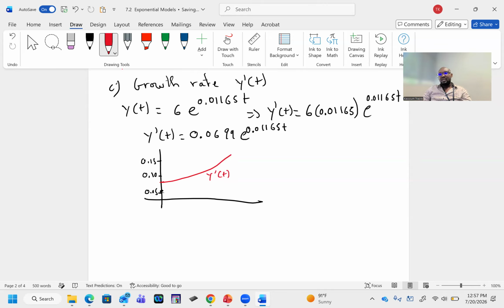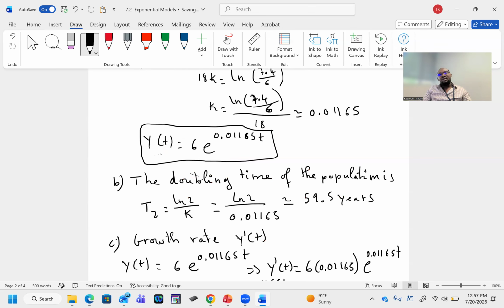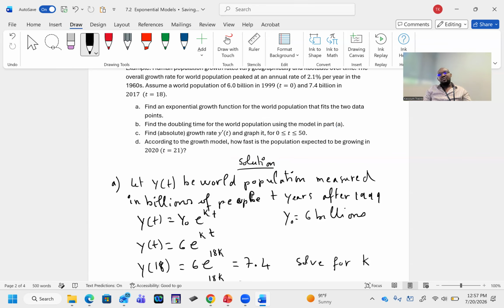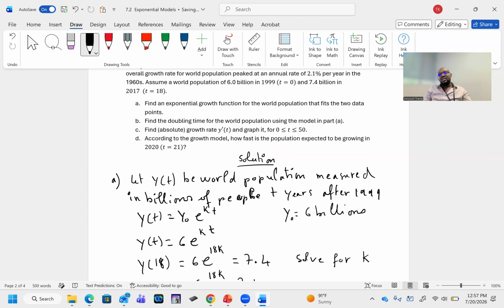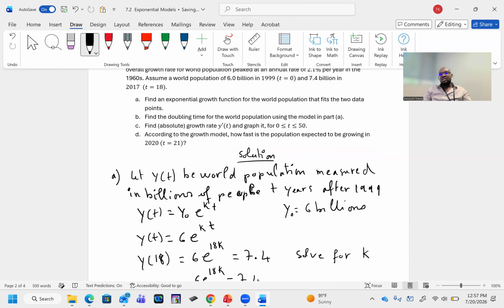Okay. This is the number of years, t, and this is billions of people per year. The y-axis means billions of people per year. So part D: according to the growth model, how fast is the population expected to be growing in 2020?